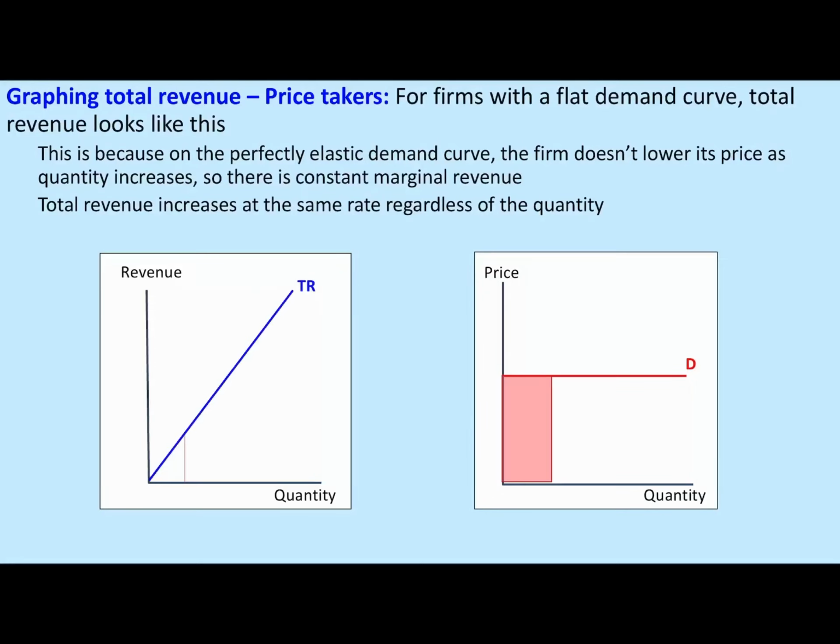So initially, the price is still here, the quantity is low, TR is given by going up here on the TR curve. As we increase, our TR increases steadily. The area of our price times quantity rectangle again increases at a constant rate as we increase our quantity.